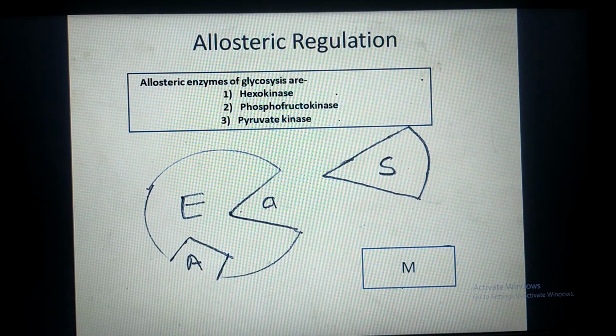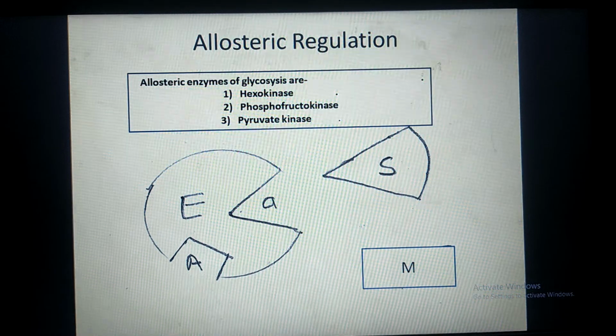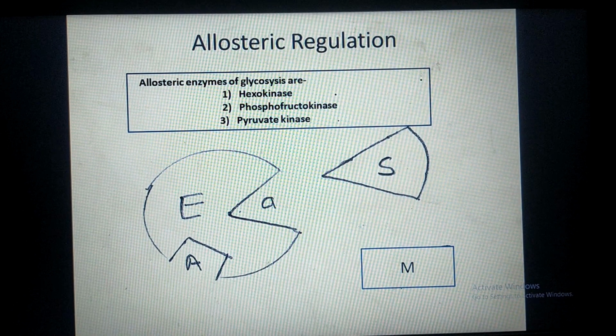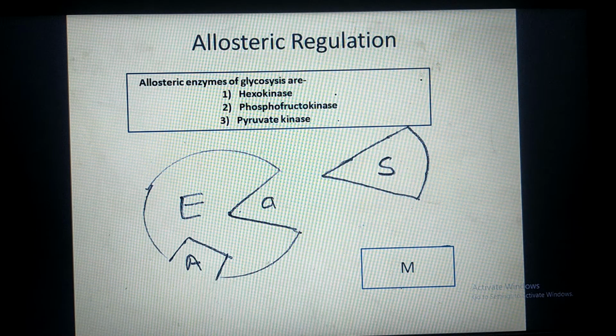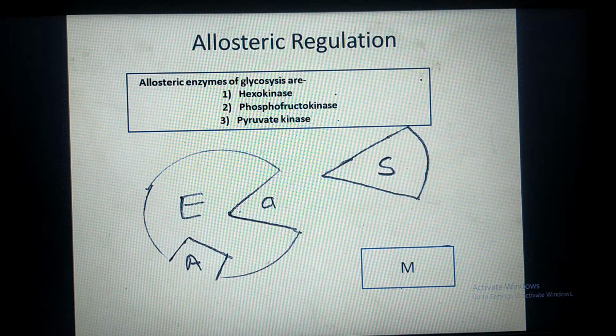Now come to regulation of glycolysis. Glycolysis is regulated by allosteric mechanism. The enzymes of glycolysis like hexokinase, phosphofructokinase and pyruvate kinase are allosteric enzymes. Allosteric enzyme means the enzyme has 2 different sites. One site is called the active site for binding of substrate, and another site is called the allosteric site for the binding of modifier.